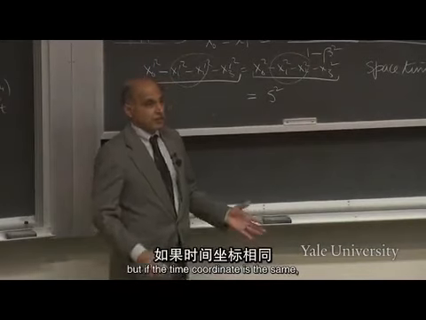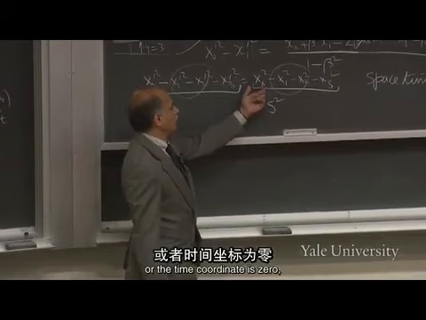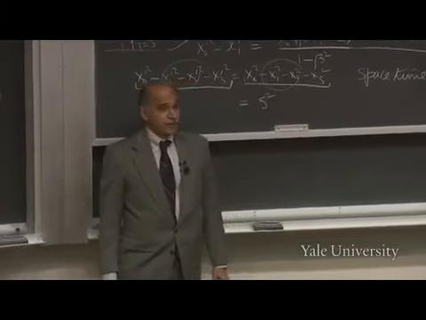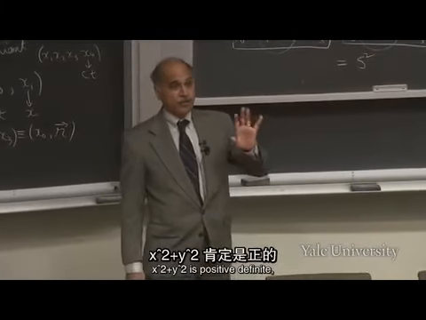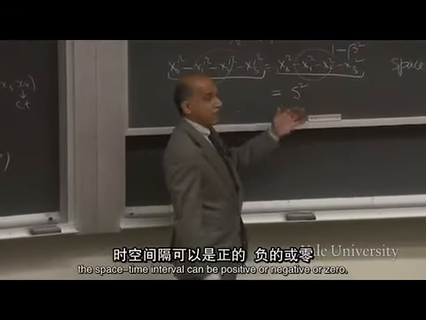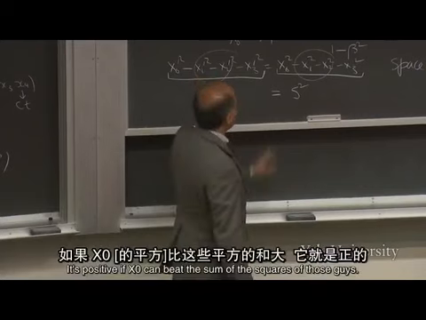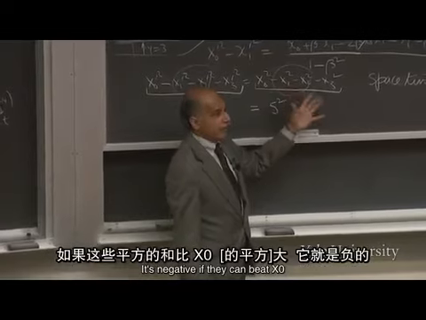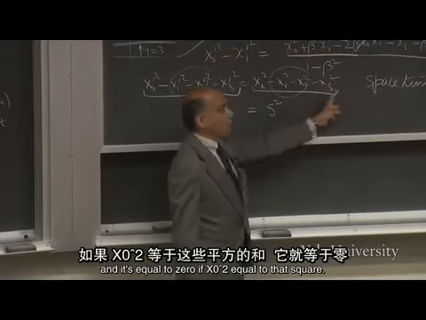You can take two events for which the time coordinate is the same, or the time coordinate is 0, the space coordinate is not 0, then s squared will be negative. Whereas the usual Pythagoras length square, x squared plus y squared, is always positive. The space-time interval can be positive or negative or 0. It's positive if x0 can beat the sum of the squares of those guys. It's negative if they can beat x0, and it's equal to 0 if x0 squared equals that square.